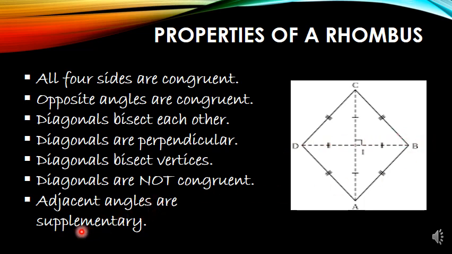Adjacent angles are supplementary. Because it is a parallelogram, it should satisfy all the properties of a parallelogram. So adjacent angles will definitely be supplementary. So these are all the properties of a rhombus. Prominently, which are special, you should remember that.